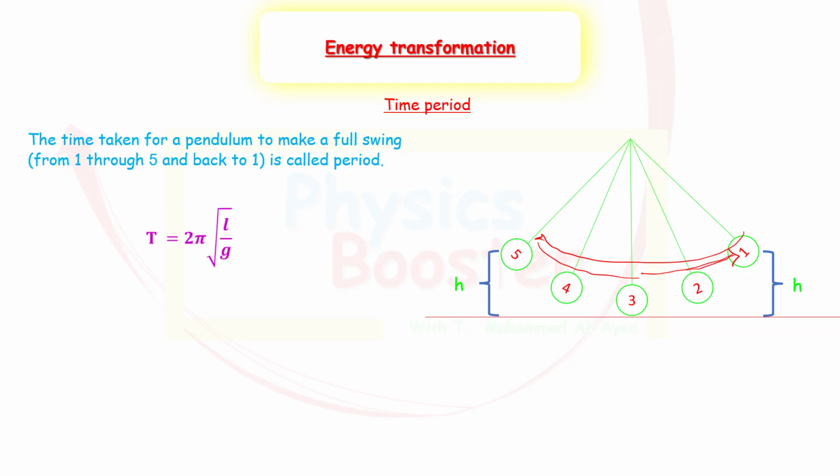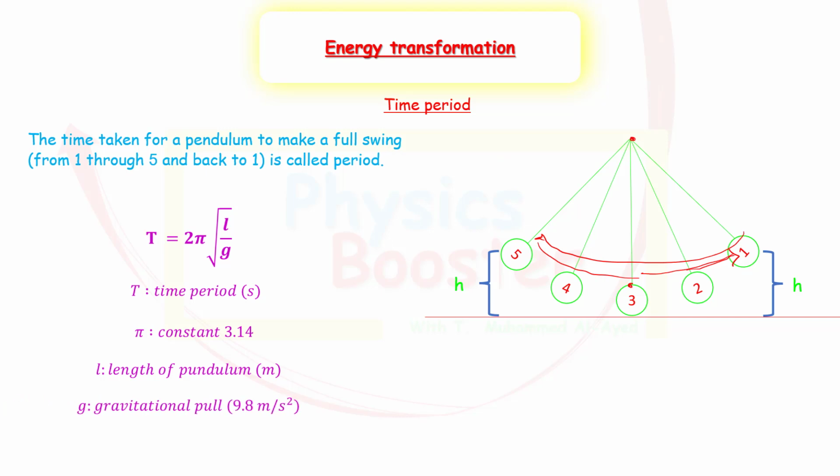The time period can be found simply using this equation. T is equal to 2 pi square root of L over g. Now, T is the time period, and it will be found in seconds. 2 pi, 2 is a constant, and pi is also a constant equal to 3.14. L is the length of the pendulum, or in other words, the length of the string of the pendulum from this point here to this point here. And finally, g is the gravitational acceleration.